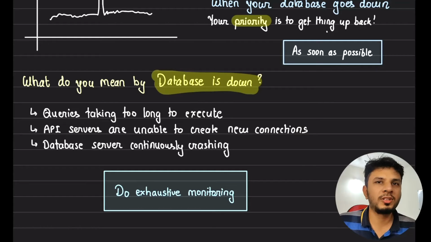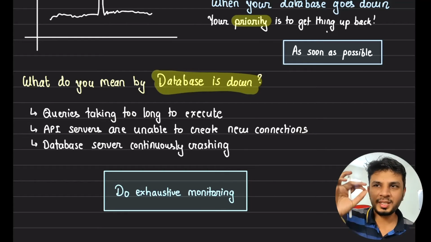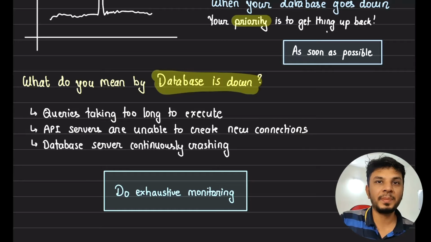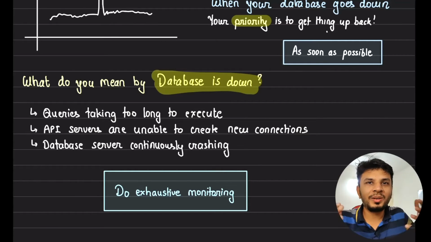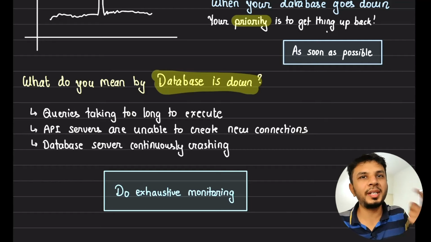If you do not have exhaustive monitoring, you might just restart your database. That's the ground zero of your solution. Don't do it, unless you are sure that this is something that would help you get your database up again. So that's where you need to know what is wrong with your database in the first place. What is the root cause of it, and then solve it.